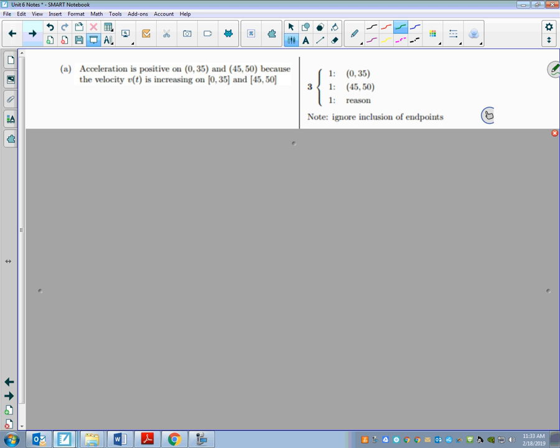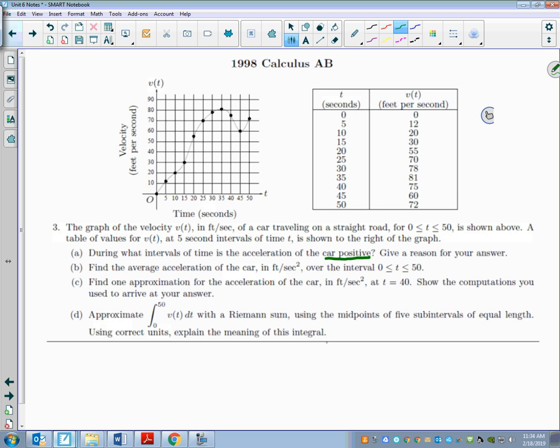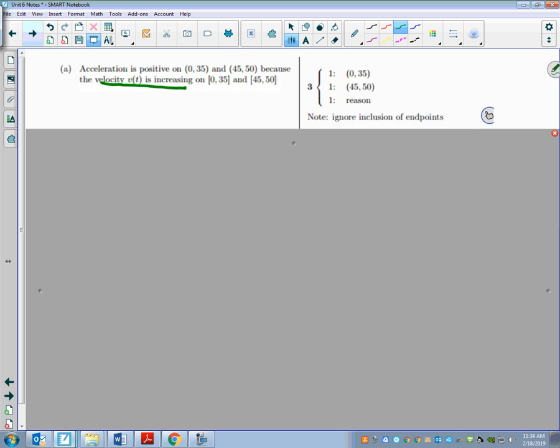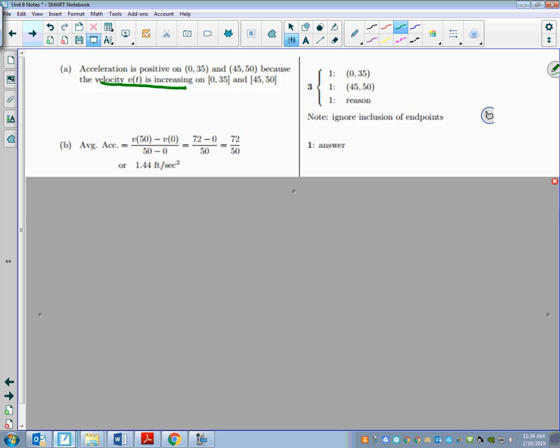So acceleration is positive from 0 to 35 and 45 to 50 because velocity is increasing. Notice you got a point for each interval and a point for your reason. Notice it says ignore inclusion of endpoint, so you could use parentheses or brackets. Find the average acceleration. Average acceleration is just our slope, right, from 0 to 50.